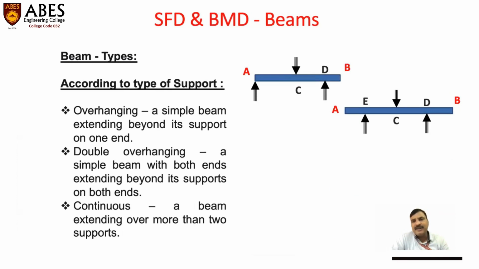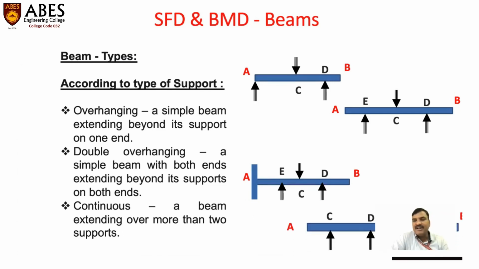We can have continuous beams also, in which we may have two supports here, and we can have one more support, and we can have many supports in series. So this is one example of a continuous beam. Here we have one support which is fixed, and then we have two simply supported type of supports. So this type of beam will be called a continuous beam.